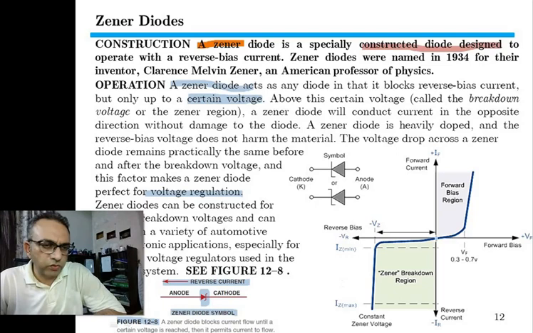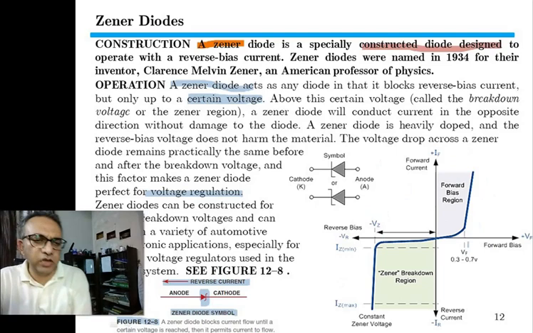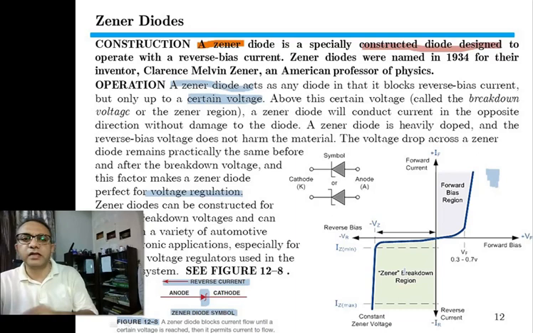Now coming to the characteristics, the characteristic of a Zener diode looks very similar to a normal diode. On the x-axis is the voltage, on the y-axis is the current. In the first quadrant, the diode is forward biased. But since this is a special diode, the Zener diode will always be used in the third quadrant where it is reverse biased.